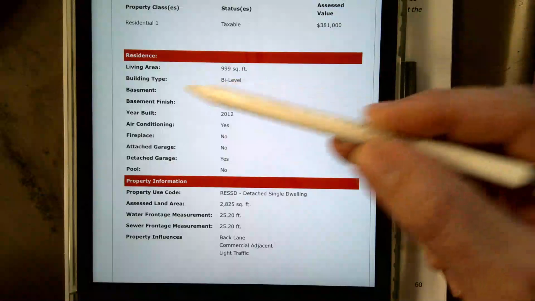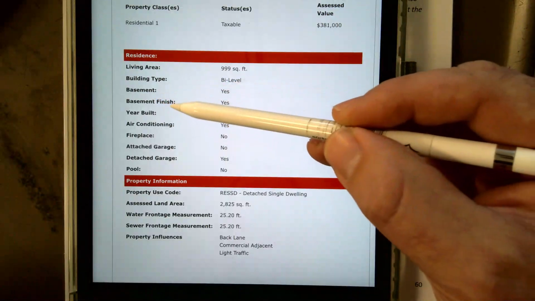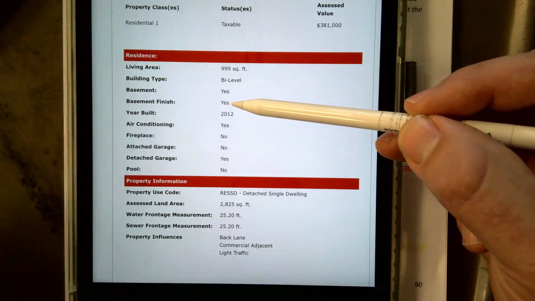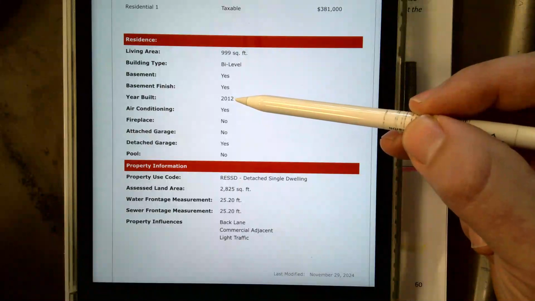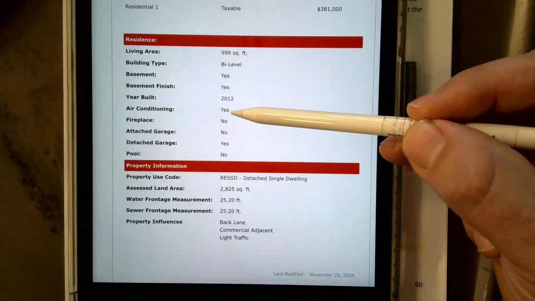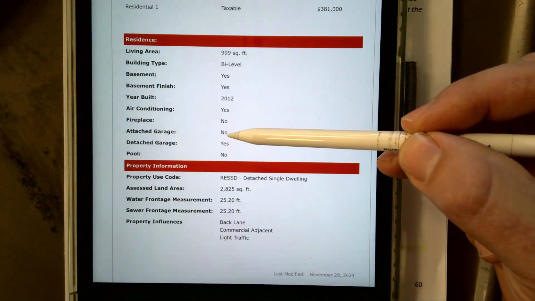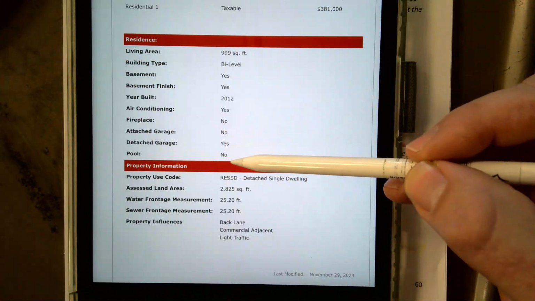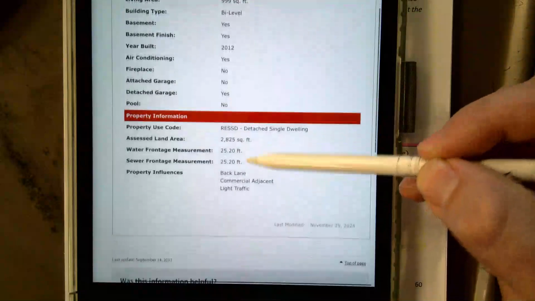It's a bi-level. It says it has a basement. It says that the basement is finished. So we even know that that house has a finished basement. What year it was built? 2012. Air conditioning, yes, right? So even that is here. No fireplace, no attached garage, but there is a detached garage. And pool, this one doesn't have a pool. So a lot of information here.